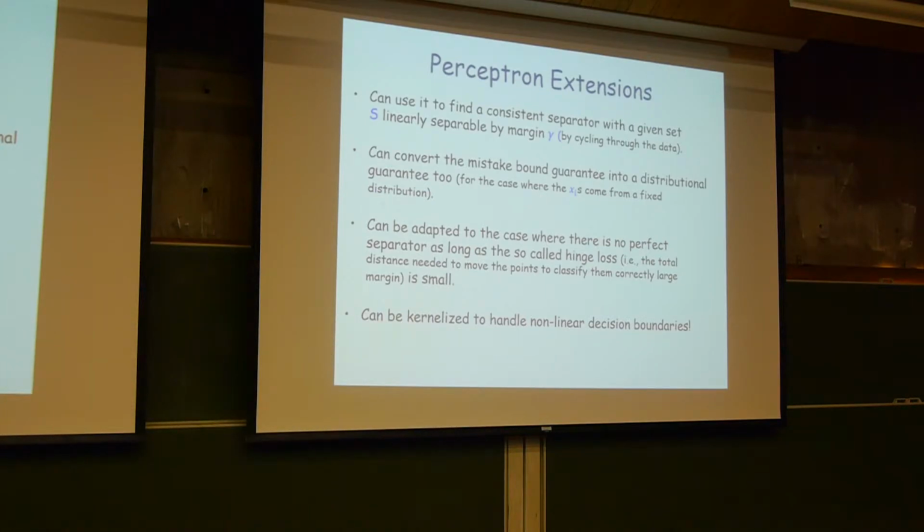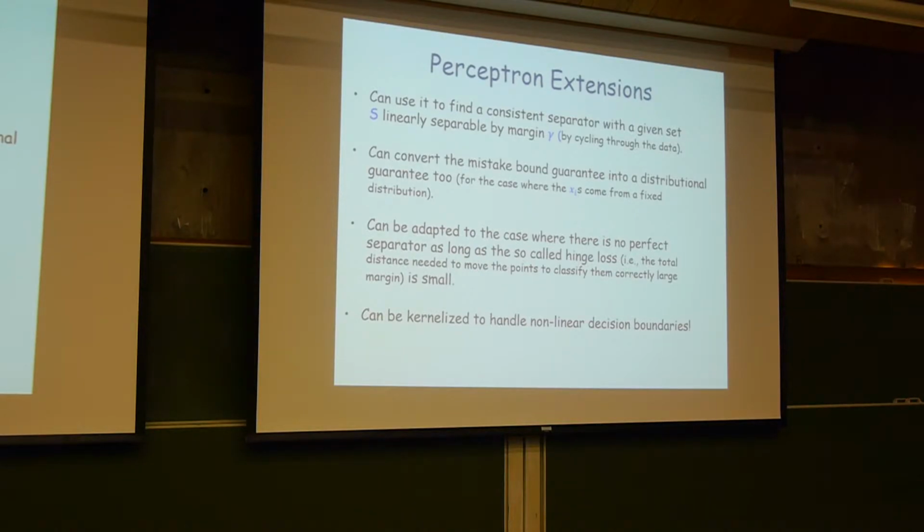Moreover, and I'm not going to go through this again in detail, but I just want to mention, it turns out that we can also adapt the mistake bound argument for Perceptron to hold for the case when the data is not perfectly linearly separable, but almost linearly separable. In other words, if the total distance we have to move the points to put them on the right side by the right margin is small, then I still have a small mistake bound for Perceptron.